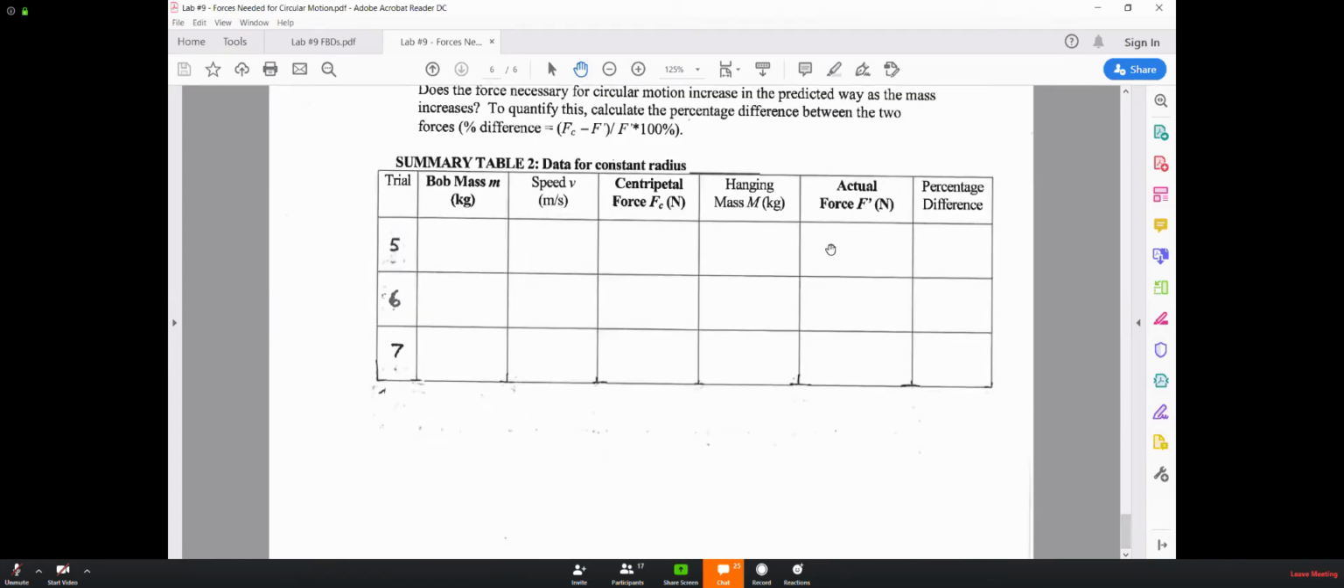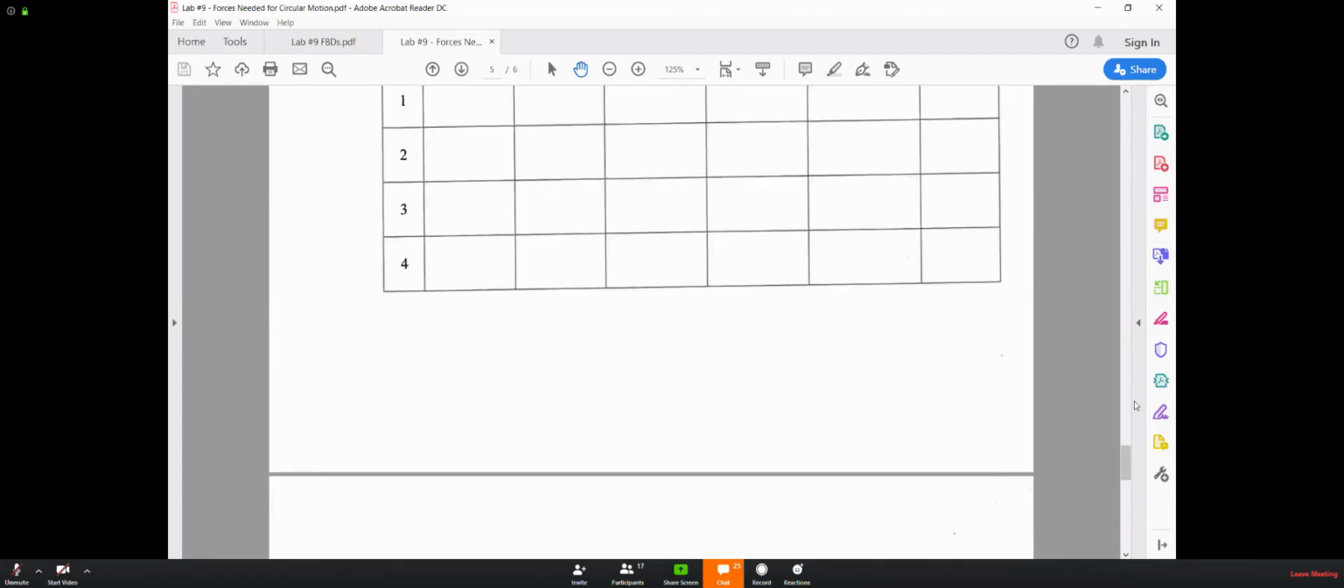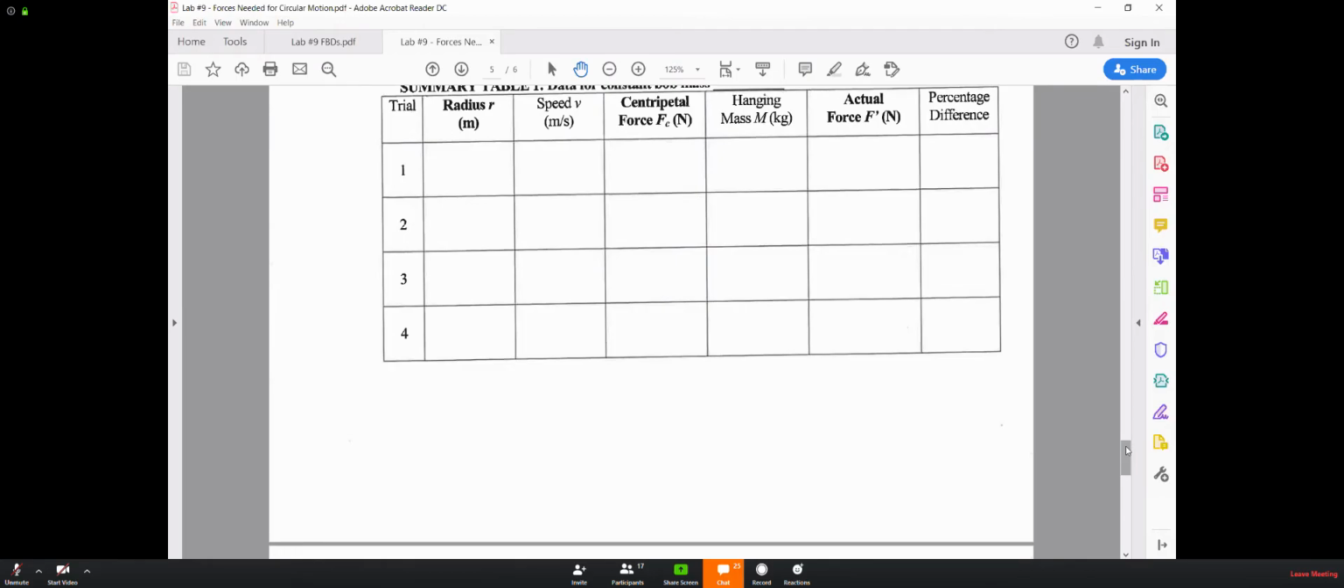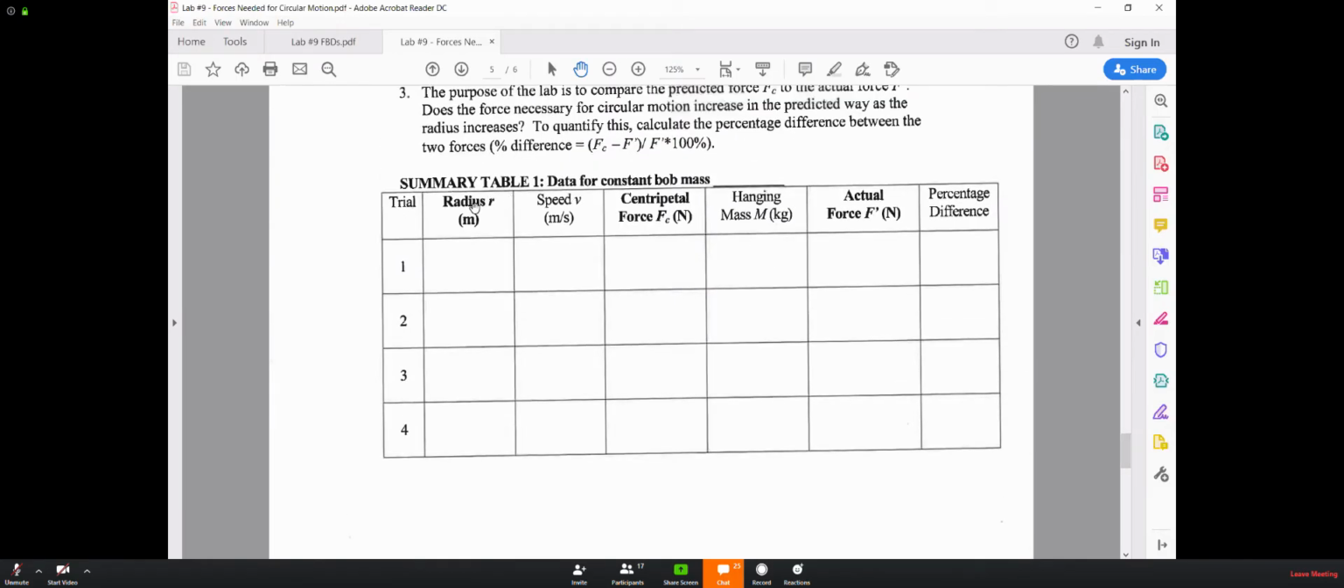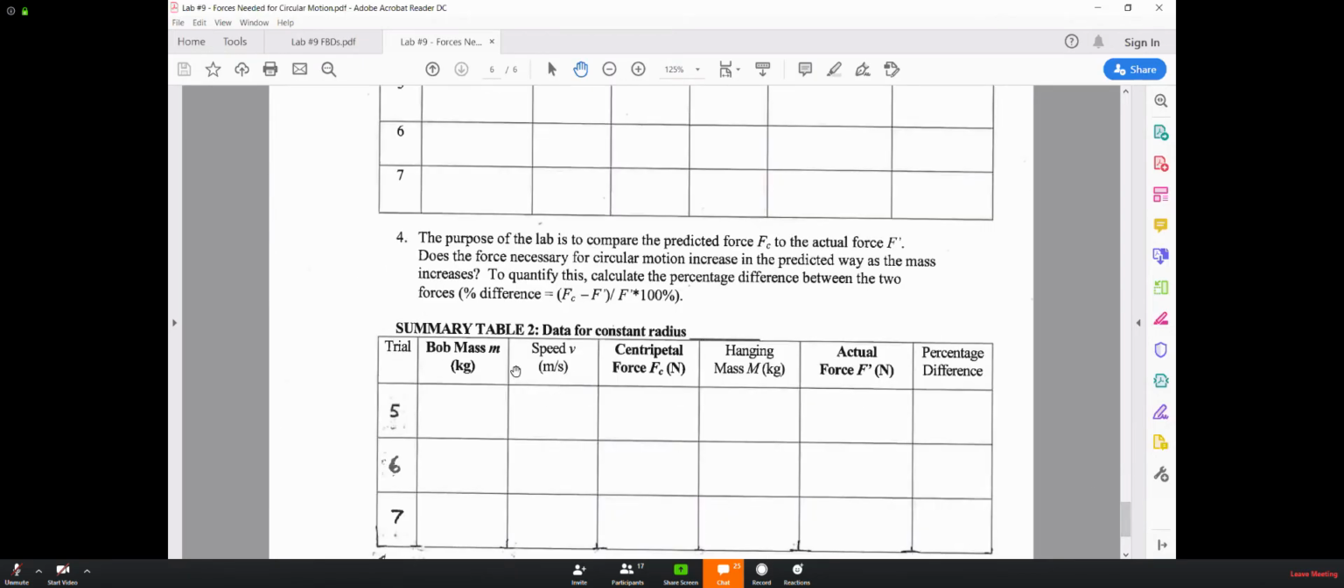What's the only difference between summary table 2 and summary table 1? Summary table 1 has different radiuses and a constant bob mass. Summary table 2 has different bob masses and the same constant radius. And one of them only has 3 rows, but I'm going to give you a 4th row.